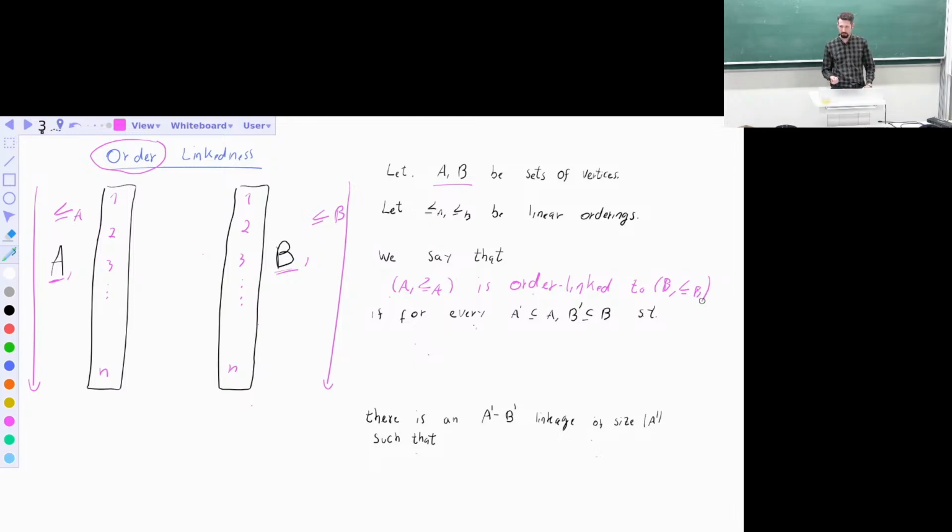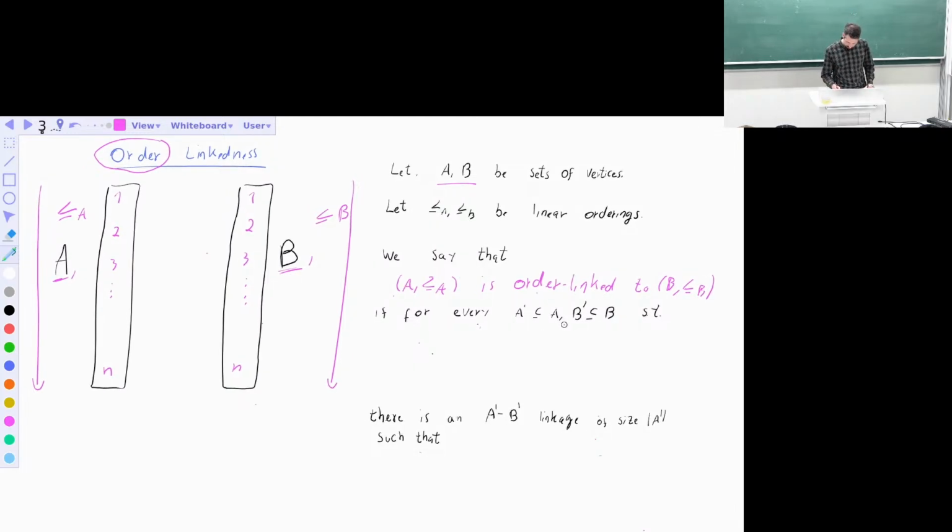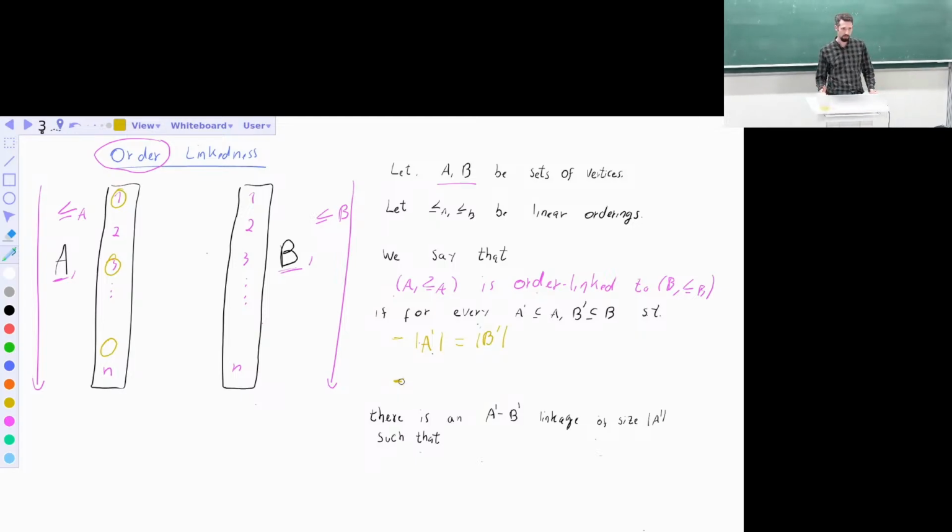If the following happens, so again we can take a subset A prime and B prime of A and B, so we can take vertices here. But you have two conditions, and the first of them is that they have to have the same size. But as with the cylindrical grid, we cannot just pick any two sets that we want. We need to choose them in a careful way.